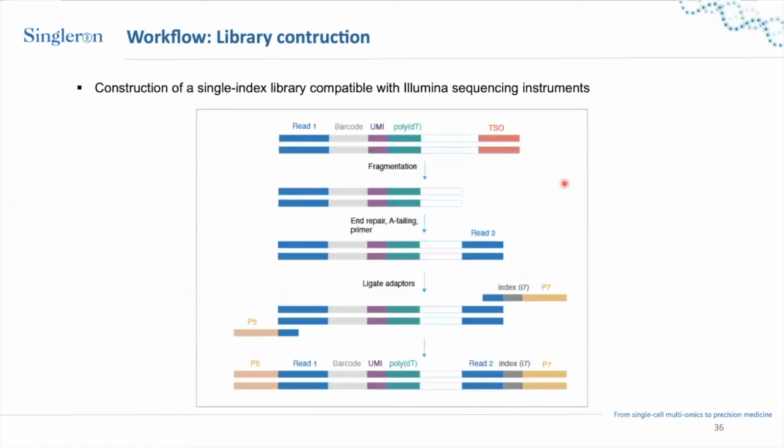After amplification, as I said, we need to shear or fragment the cDNA. After fragmentation, end repair and A-tailing occur. And we ligate the adapters for sequencing, P1 and P7. And at the end, we have Illumina sequencing-ready libraries.